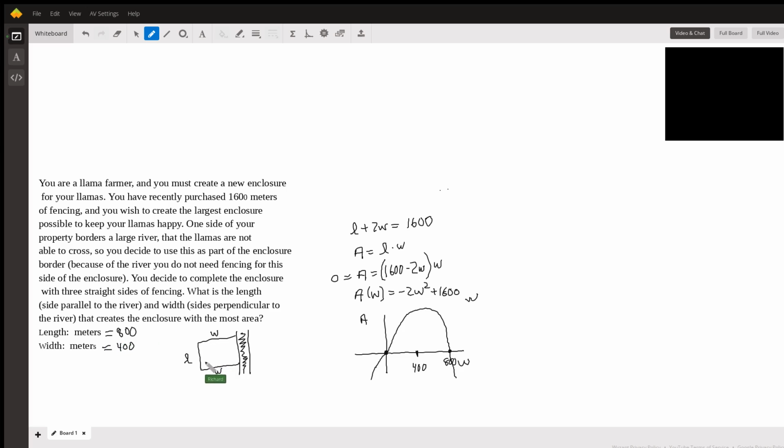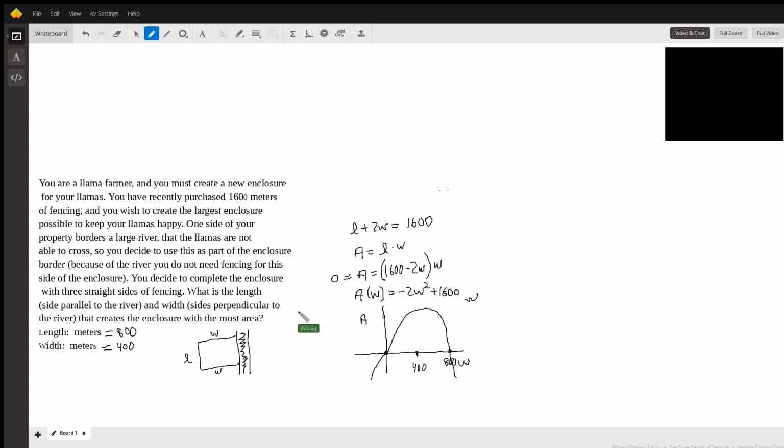So that's our solution. Our solution is to make the length 800 meters and make the width 400 meters each. And that would give us 1,600 meters of fencing and would also give us the maximum amount of area for that enclosure. And we're not being asked what the area is, but you could just multiply. If you were asked, this would just be length times width, which would just be 800 times 400. So that's it. It's a fairly quick and easy problem.